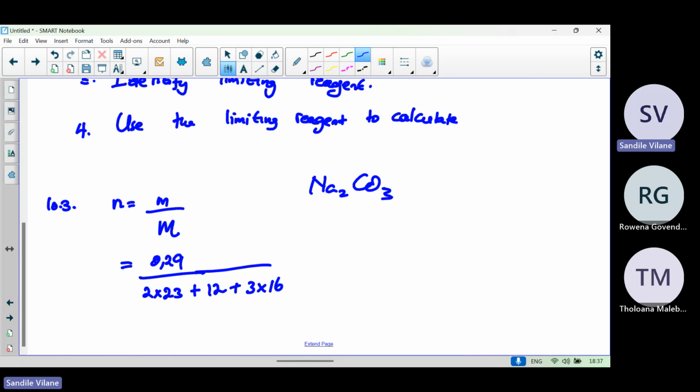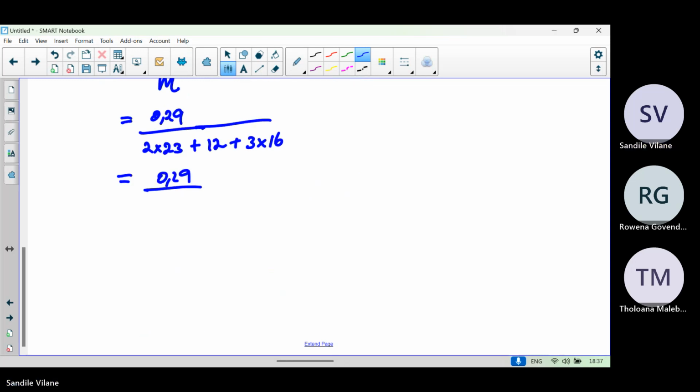I don't know what to get there. Can someone please calculate this molar mass? 46 plus 12 plus 48. What do you get? 102. 106, sir. 106. Okay, thank you. And what do we get when you divide here?